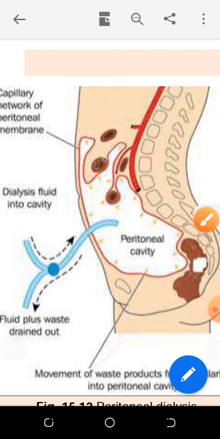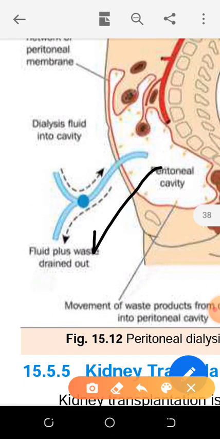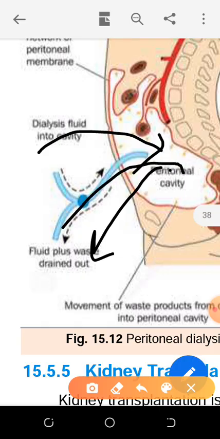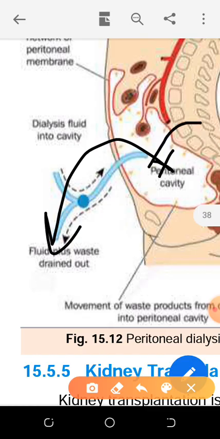Where will the dialyzing fluid stay? The dialyzing fluid will stay here. You enter dialyzing fluid inside this cavity, the peritoneal cavity, abdominal cavity. What will happen? The nitrogenous waste component which was gathered here, you have to drain out, you have to remove. If it is not removed, it will become harmful for the body. It should not remain here. It should be removed from the body as soon as possible, as the urea comes out from the body to the cavity.